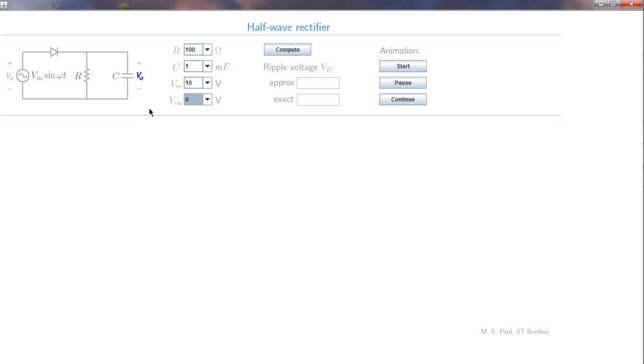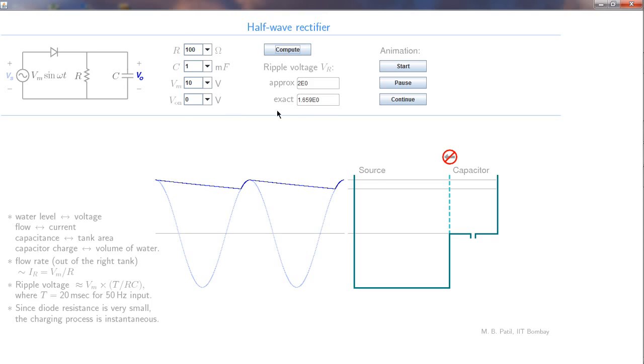Here is an animation and the component values can be set here. For example, R can be 100 or 150 or 200 ohms. C can be 1, 1.5 or 2 millifarads. Vm, the peak of the input voltage, can be 10 or 12 or 15, and V on for the diode can be either 0 or 0.7 volts. So let's compute, and when we compute, many things happen here. We will look at it soon.